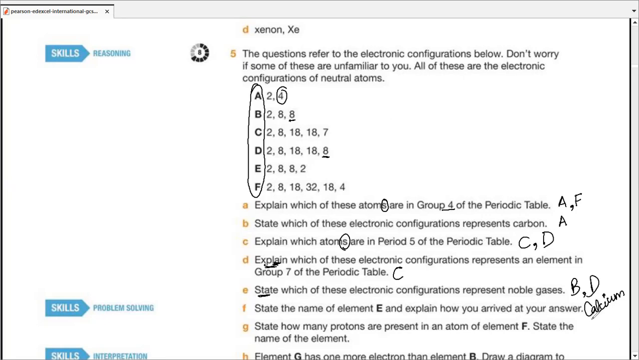Let's move on to part G. Part G says, state how many protons are present in an atom of element F. Also state the name of the element. Now you need a higher order thinking skill. First, you need to locate the element and its name, and then from its atomic number or proton number, you'll get the number of protons.